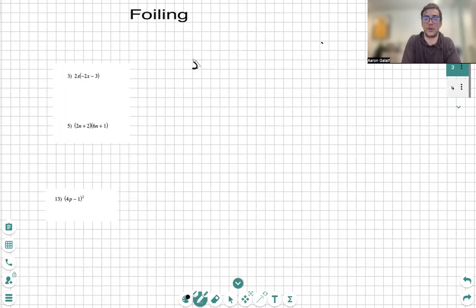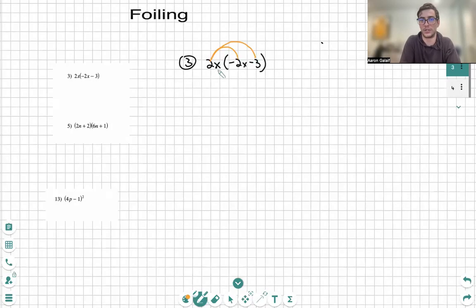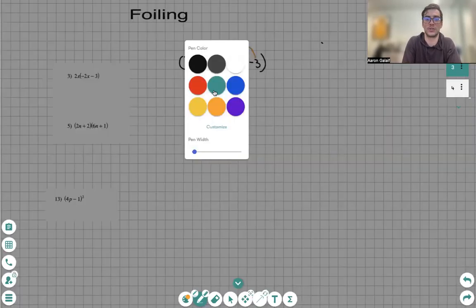I'm going to write it out over here a little bigger. Well, it's number 3. I should start with the correct number. 2x times negative 2x minus 3. All I do is I need to distribute, which means I need to multiply this term to the first term and then the second term. So let's go for it slowly.